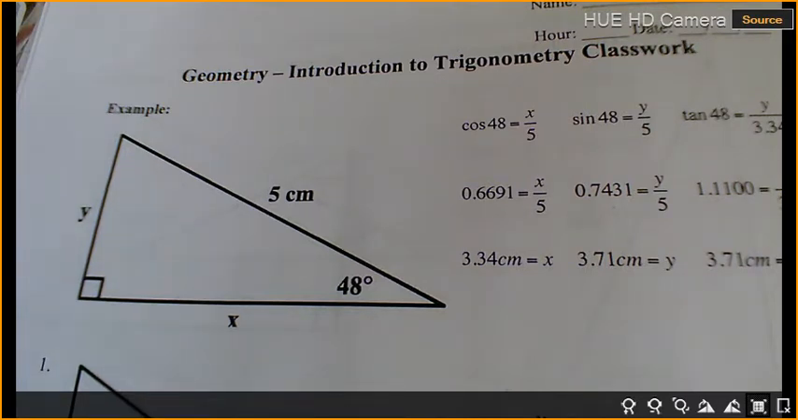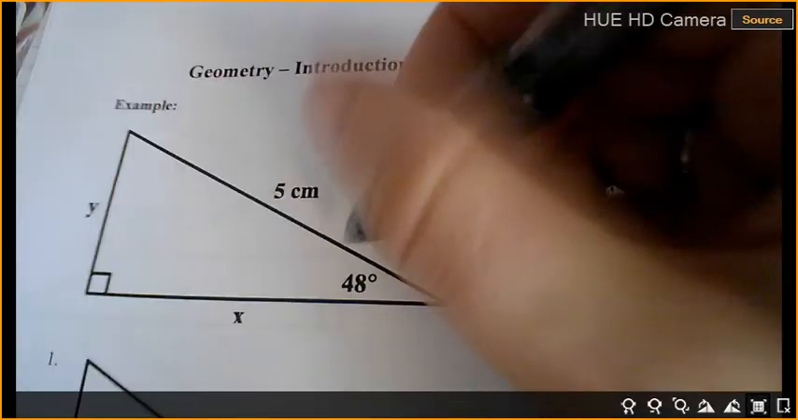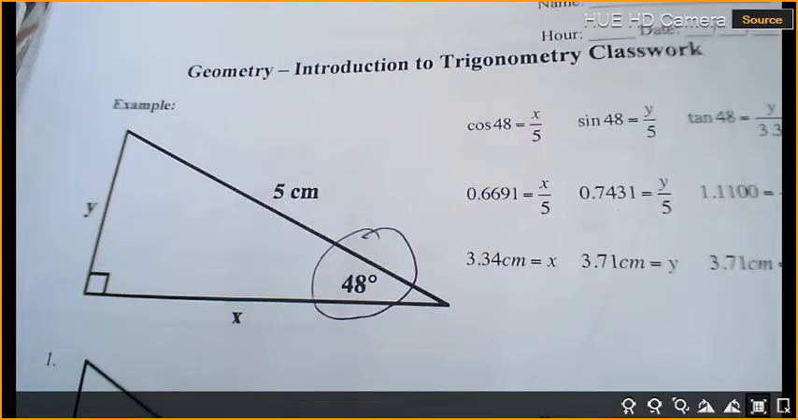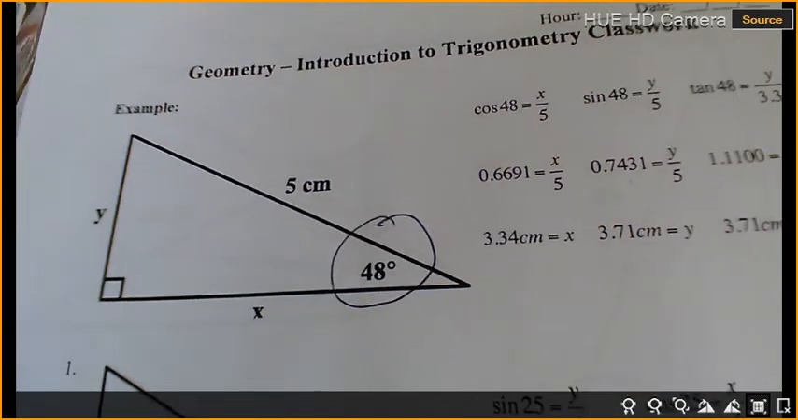Okay, so when we're looking at trig, we have to use a right triangle to do sine, cosine, and tangent. So once we figure out that it's a right triangle, the second thing I recommend doing is circling the degree. And then we're going to label each of the sides. They're either going to be opposite, adjacent, or hypotenuse.